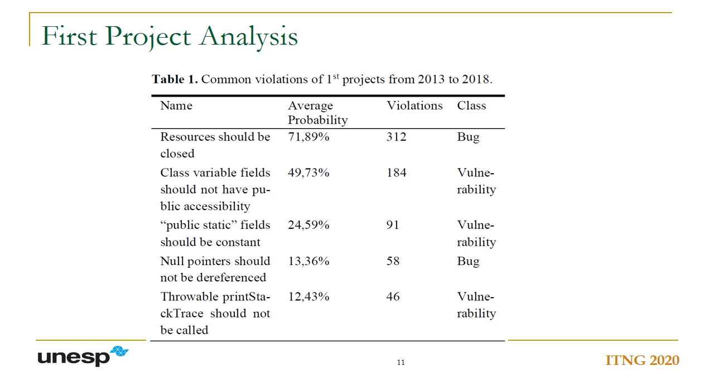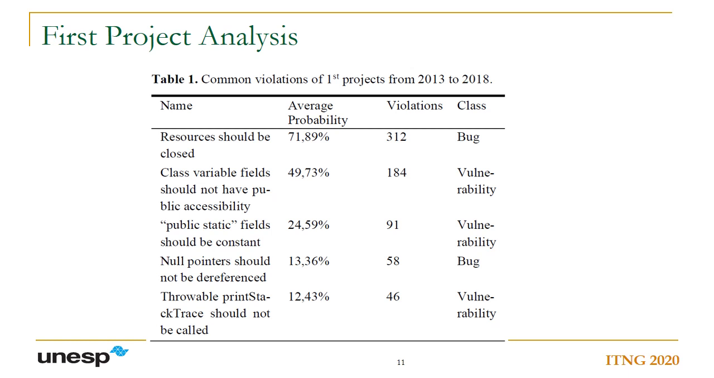This happens because students have not formally learned about try-catch structures, which is not a part of the course discipline. The second position in the table is class variables fields should not be public, with almost 50%. This vulnerability occurs when class attributes are used as public, disagreeing with the encapsulation principle, probably because the students are not getting used to this concept in the first project yet.